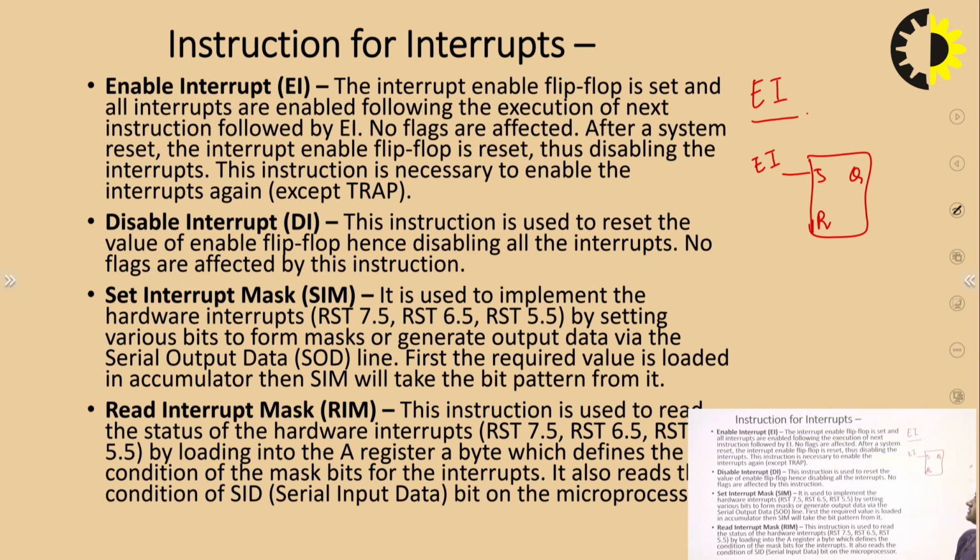Next instruction is DI. DI stands for disable interrupt. Whenever we want to disable or mask any interrupt, we activate this command, that is disable interrupt. Then we have set interrupt mask. It is used to implement hardware interrupts by setting various bits. And read interrupt mask, that is RIM. This instruction is used to read the status of various hardware interrupts. So these are the 4 instructions which are associated with interrupts: DI, EI, SIM and RIM.